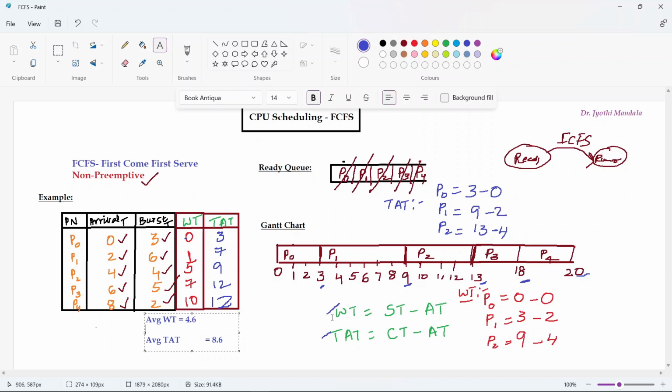Remember one point, the waiting time and turnaround time formulas are the same. So we will be adopting the same formula for all the algorithms and we will be understanding how it will work.